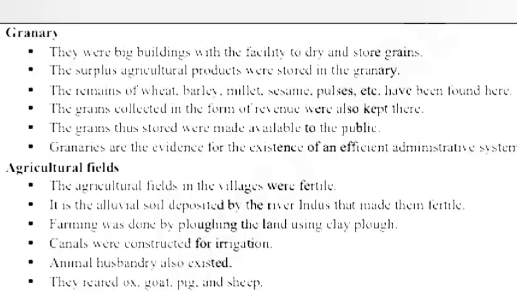Agricultural fields. The agricultural fields in the villages were fertile. It is the alluvial soil deposited by the river Indus that made them fertile. Farming was done by plowing the land using clay plough. Canals were constructed for irrigation. Animal husbandry also existed. They reared ox, goat, pig, and sheep.